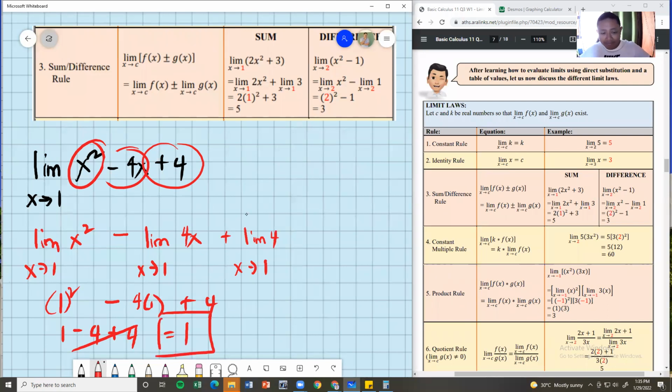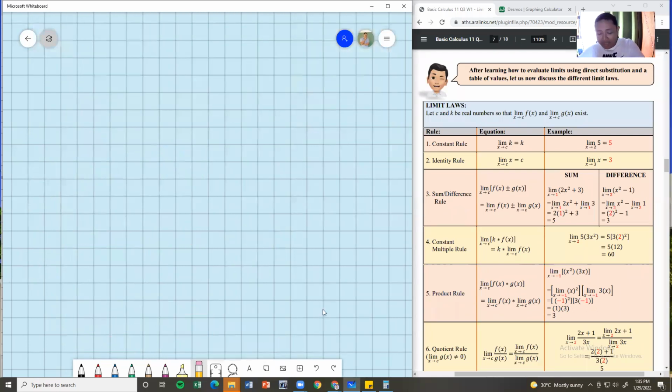Can you follow? Show me a reaction if the sum and difference rule is clear to you. Let me see. Very good. It's simple. And the shortcut here is the direct substitution. Okay? But please remember that direct substitution came from this sum and difference rule. Can you follow? Next, let's move on.